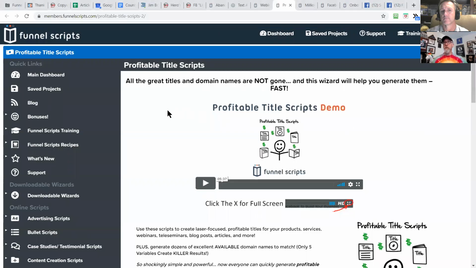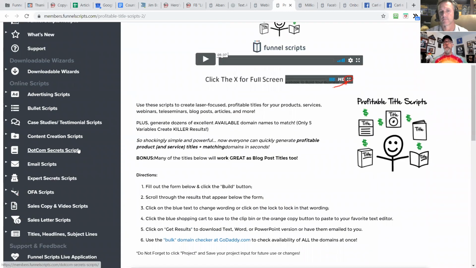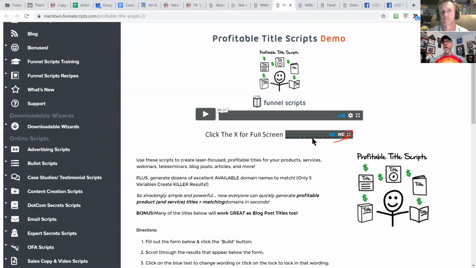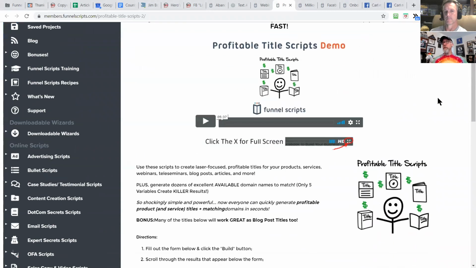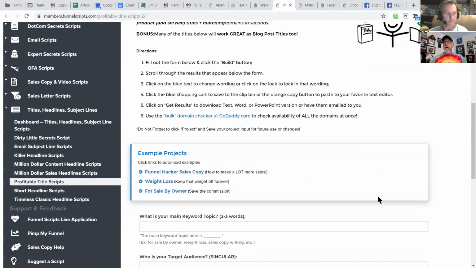So the first one that I want to show you guys is the profitable title scripts. And these are inside of, if you look at titles, headlines, and subject lines, they're in the profitable title scripts. And we're actually going to be looking at a couple of them in here. So title scripts, the original intention was to help you come up with titles for products and free reports and DVDs and other stuff like that. But they also work as titles for specific content bites.